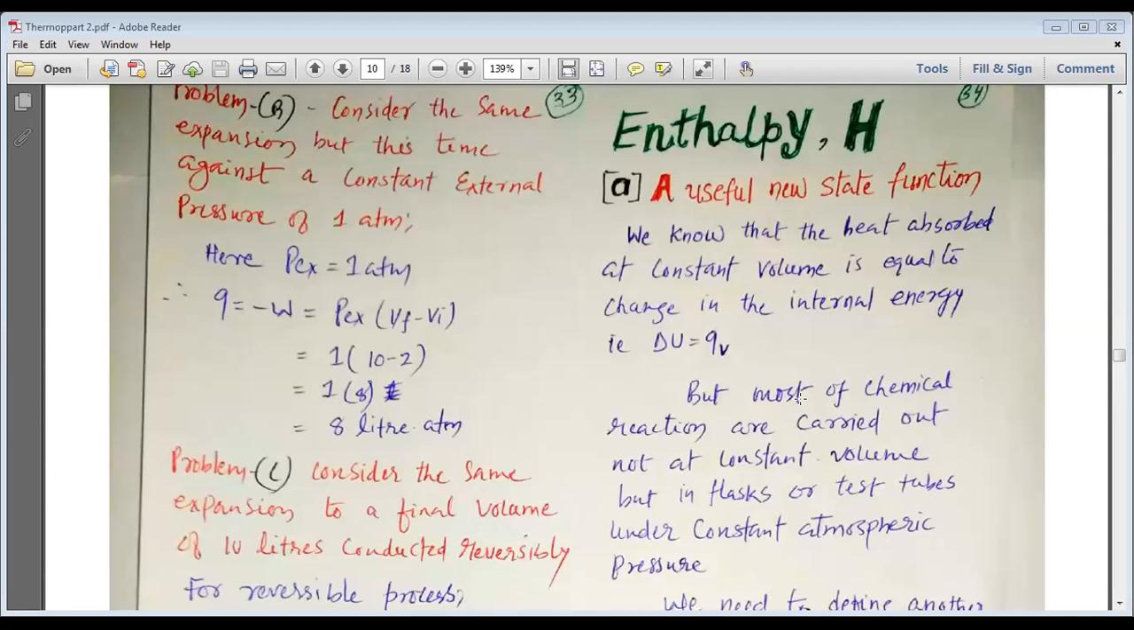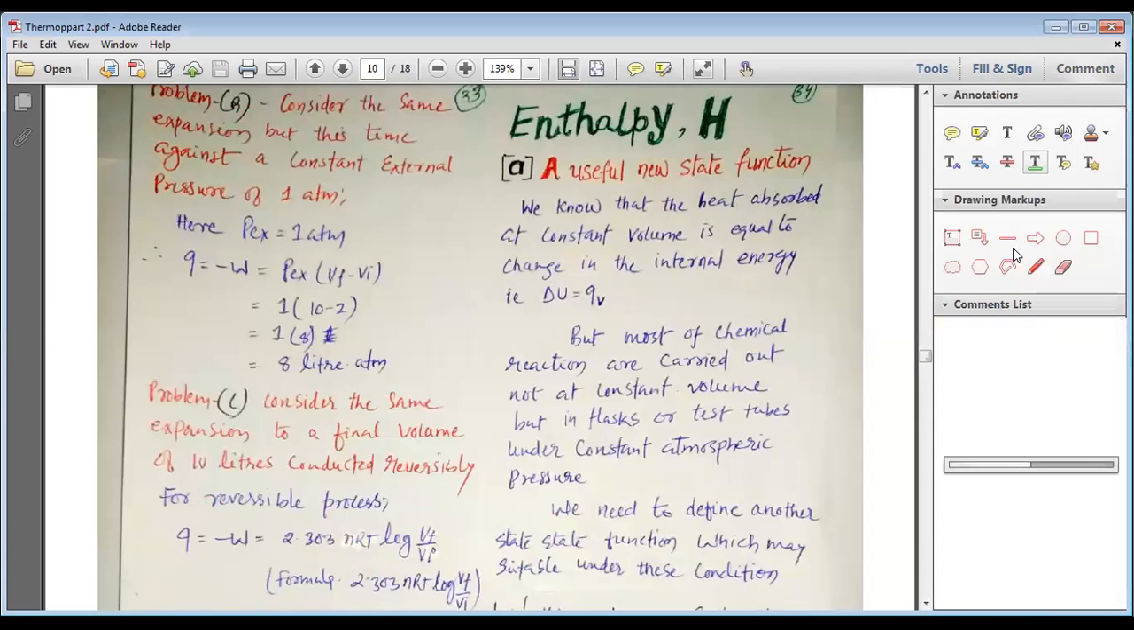Good morning, dear students. In the last period, we studied the thermodynamic function which is called enthalpy. Let us revise the topic and then we'll move forward.